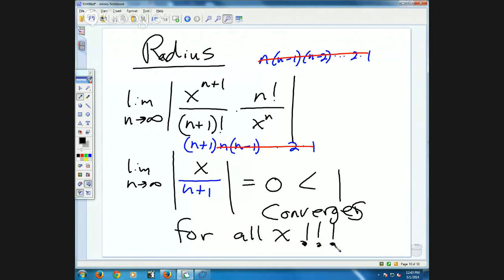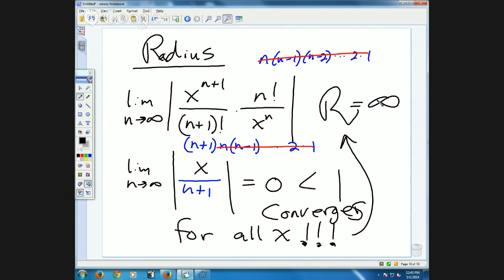Okay, so what's the radius? 0? No, 0 would mean it doesn't converge outside of the center. If the radius was 1, that means it would only converge between -1 and +1. The radius is infinite. Yes, the radius is infinite. This tells us that R is infinite.